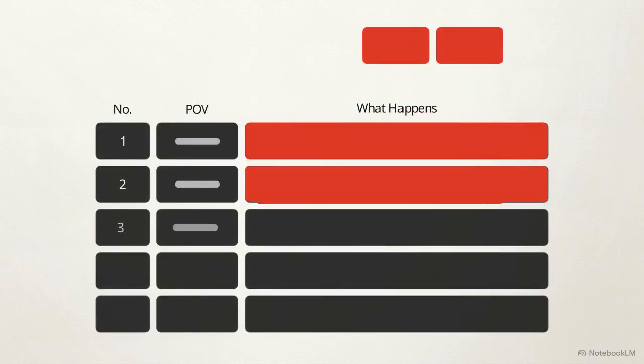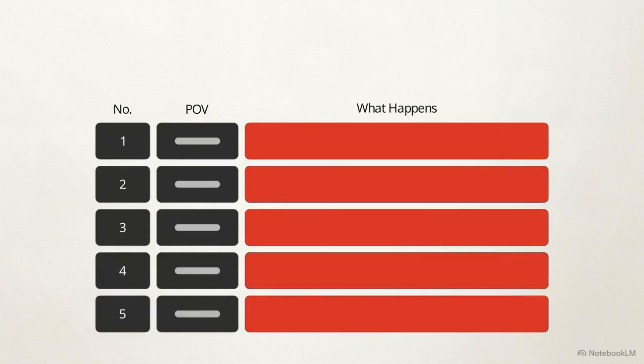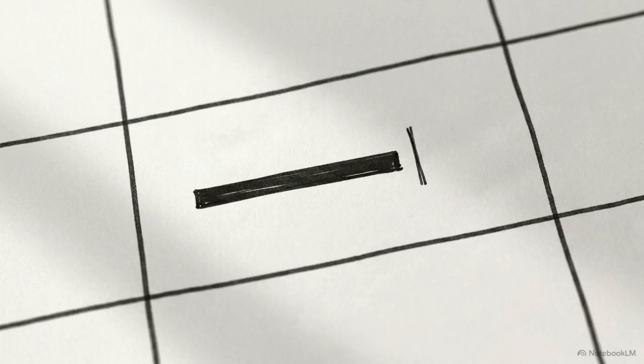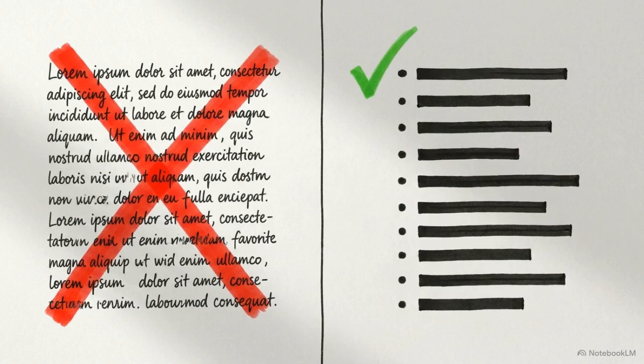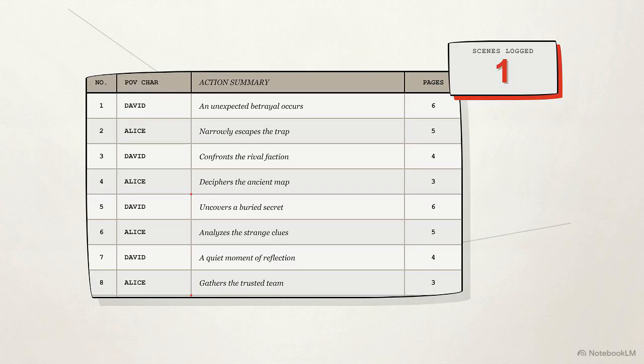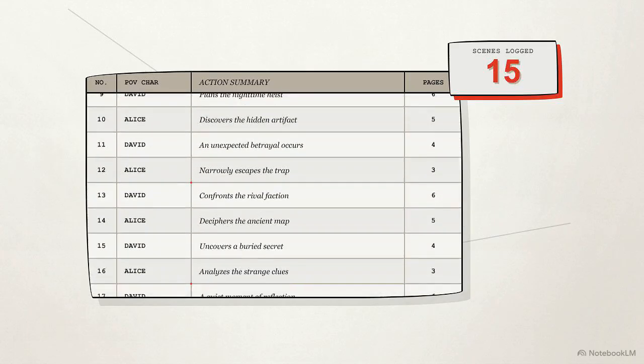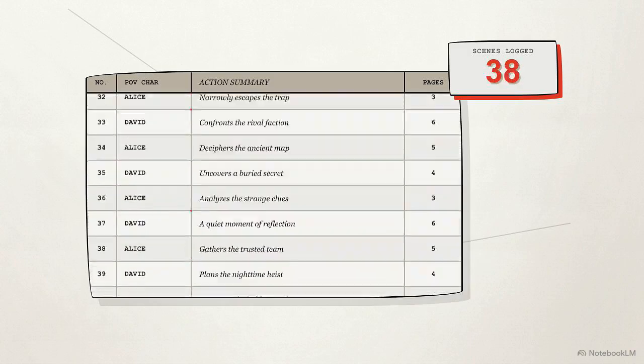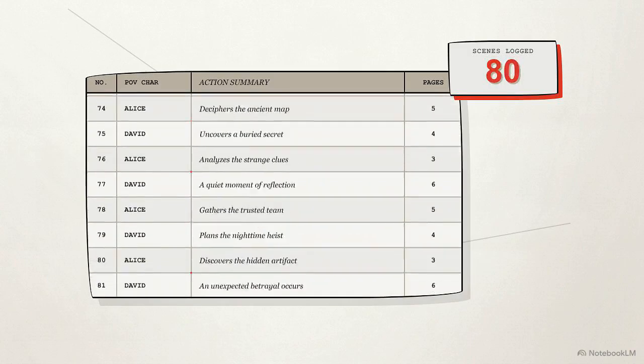You must dedicate exactly 1 spreadsheet row to each individual scene. Use the what happens column to describe the action. Avoid writing actual dialogue or prose here. The goal is to catalog events, not to draft the manuscript. Continue this process until you reach the resolution. For a standard novel, your grid should contain between 50 and 100 individual rows.